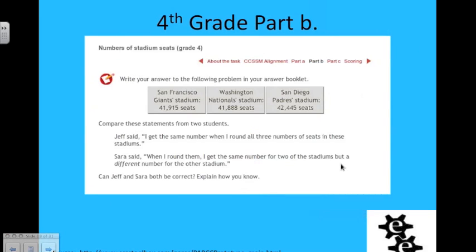It gets a little harder, or a little more in depth, where you have to compare these two things that students have said. Jeff said, I got the same number when I rounded all three numbers of seats in the stadiums, and Sarah said, when I rounded them, I got the same number for two of the stadiums, but a different number for the other stadium. Can Jeff and Sarah both be correct? Explain how you know.